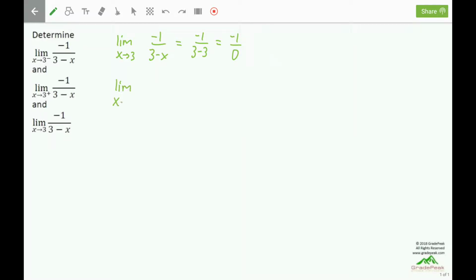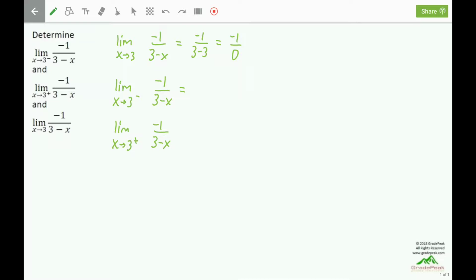We'll have the limit as x approaches 3 from the left side, indicated by the negative superscript on the 3, and the limit as x approaches 3 from the right side, indicated by the positive superscript on the 3. Let's start with the left-sided limit.